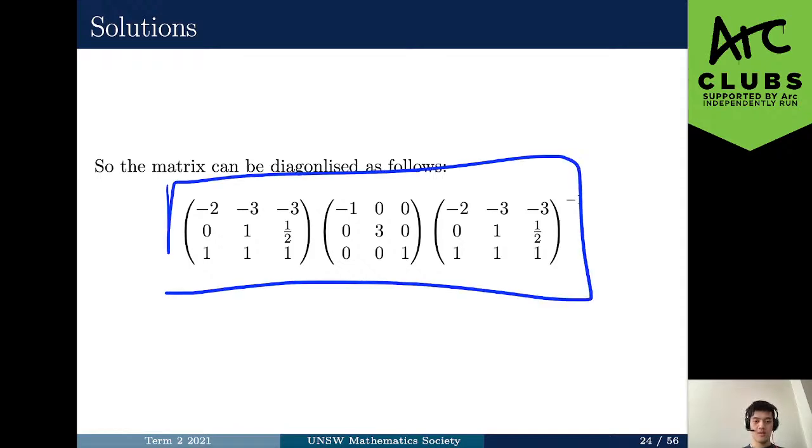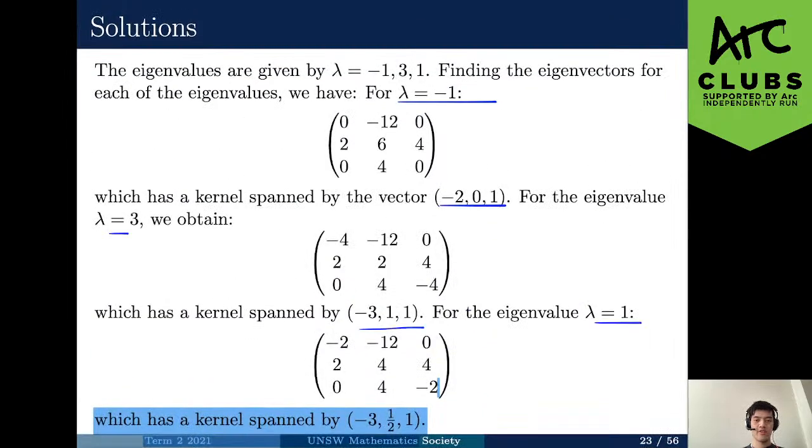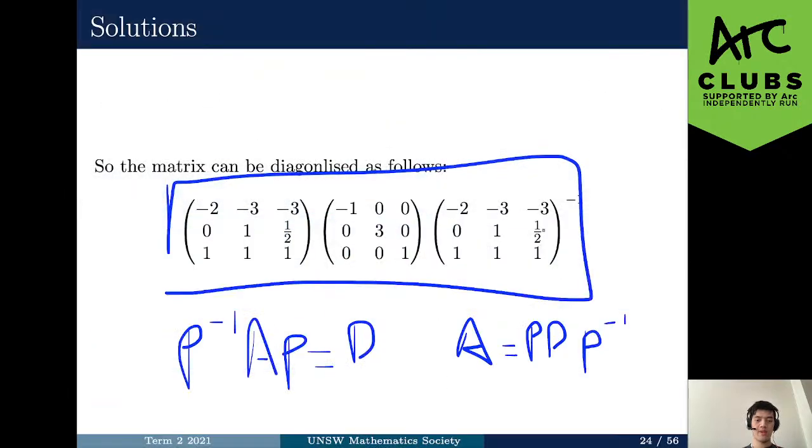So remember we said that P inverse A times P equals D. Or another way of saying this is that A is equal to P times D times P inverse. That's exactly what's happening here. So the diagonal matrix is formed by having the eigenvalues. In this case, my eigenvalues are -1, 3, and 1. My diagonal matrix is -1, 3, and 1.